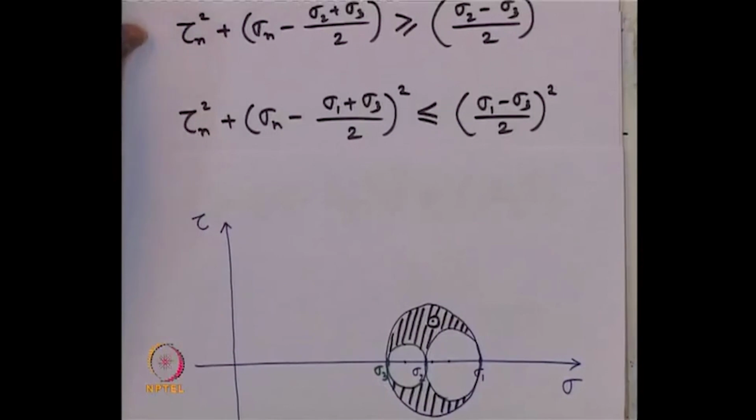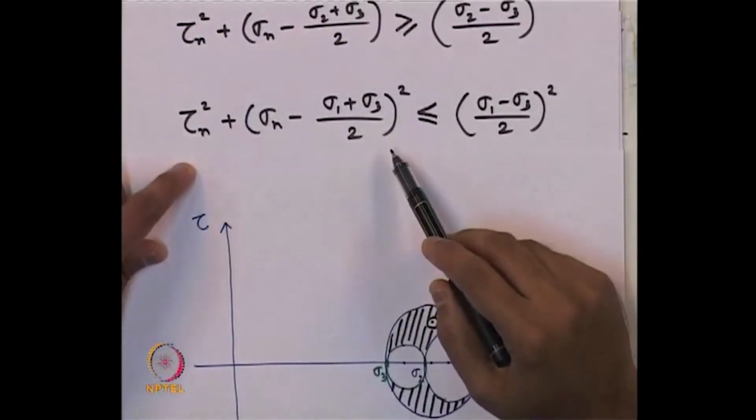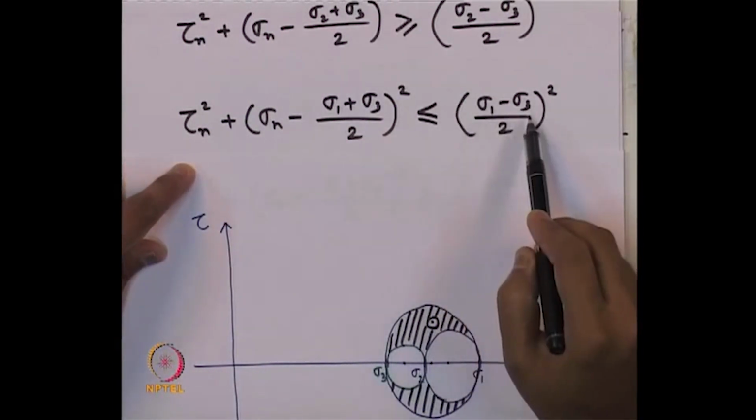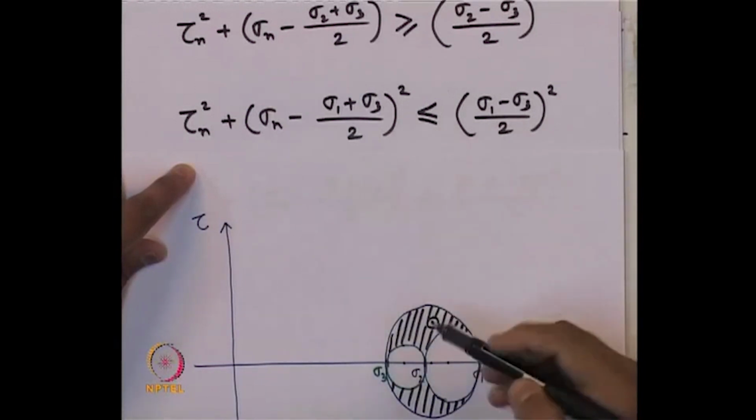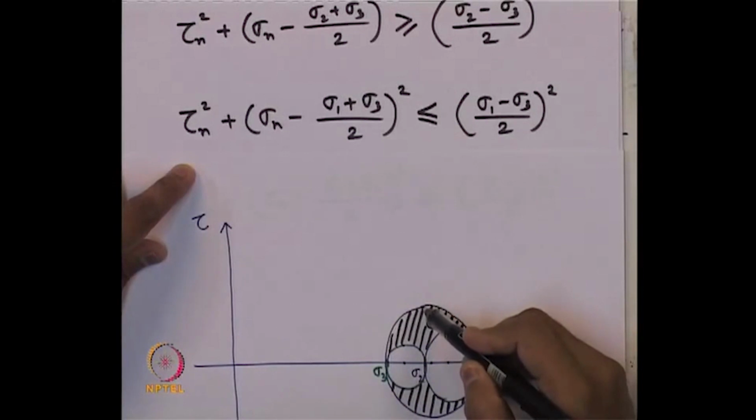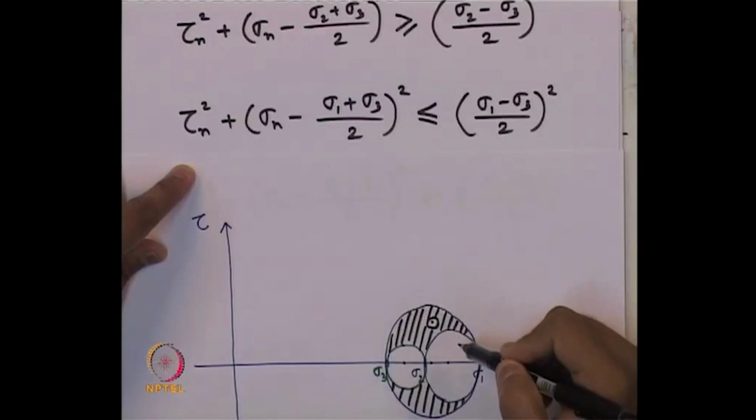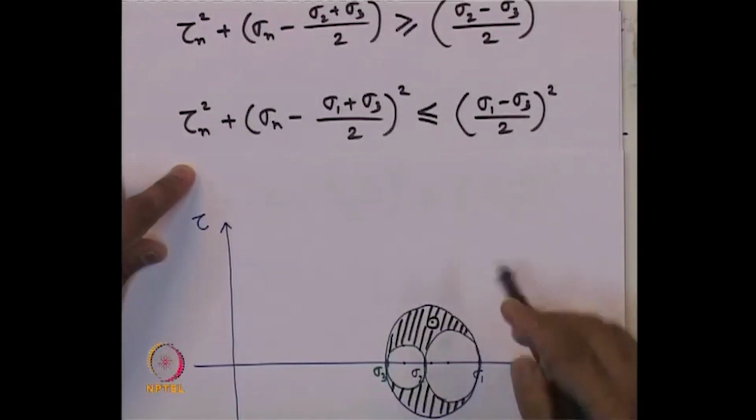What does the second equation say? The second equation gives us that the point must lie within the circle of sigma 1 and sigma 3, with a maximum boundary condition of the equality sign, where the point can lie on the circumference of the circle. So, when the equality sign holds, at that time the point will be somewhere on the circumference of the circle. Otherwise, always it must be within this circle between sigma 1 and sigma 3.